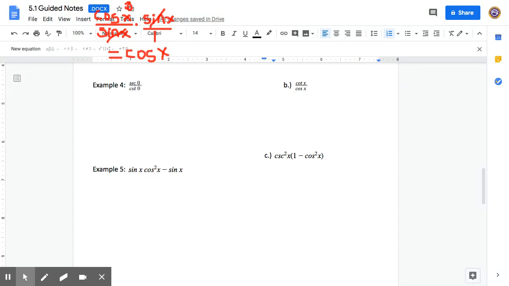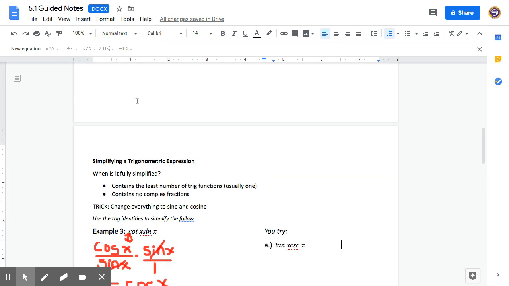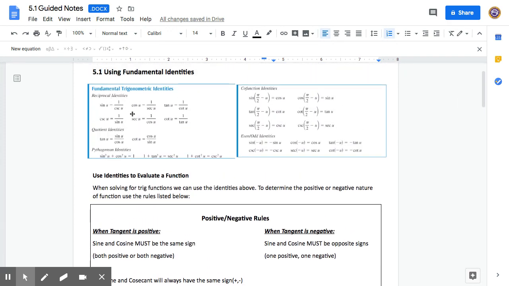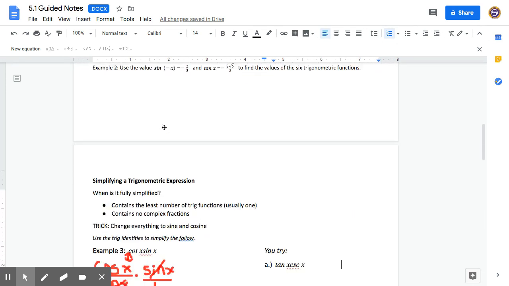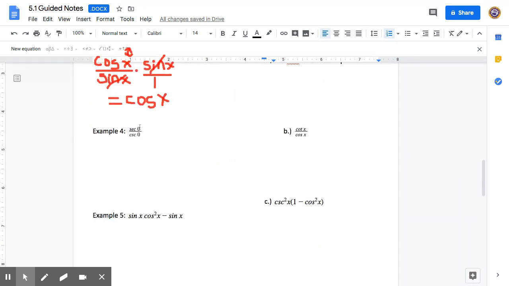So for this one, we have the secant of theta over the cosecant of theta. So let's start out by changing both of these to sine and cosine. So if we remember our reciprocal identities, cosecant is 1 over sine, and secant is 1 over cosine. And so here, once again, it says u, but we are going to use the variable it uses, which is theta. So secant divided by cosecant, that is the same thing as 1 over cosine divided by 1 over sine.